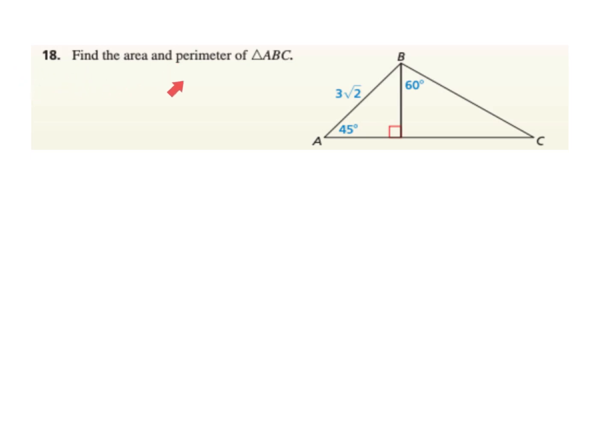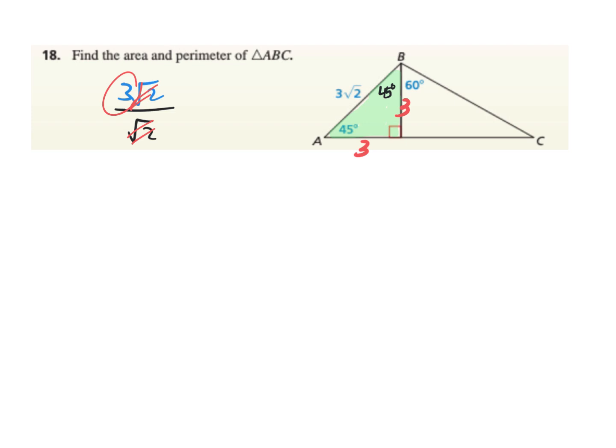Number 18. Before we try any of this, let's just figure out all the dimensions that are missing. Let's start with this triangle, which is a 90, 45, 45. So this green right triangle is a special right triangle, the 45, 45, 90. And so if we know the longest side, the hypotenuse, to get to a leg, we divide by root 2. So 3 root 2 divided by root 2 is 3. So this side length is 3, and this height is also 3.